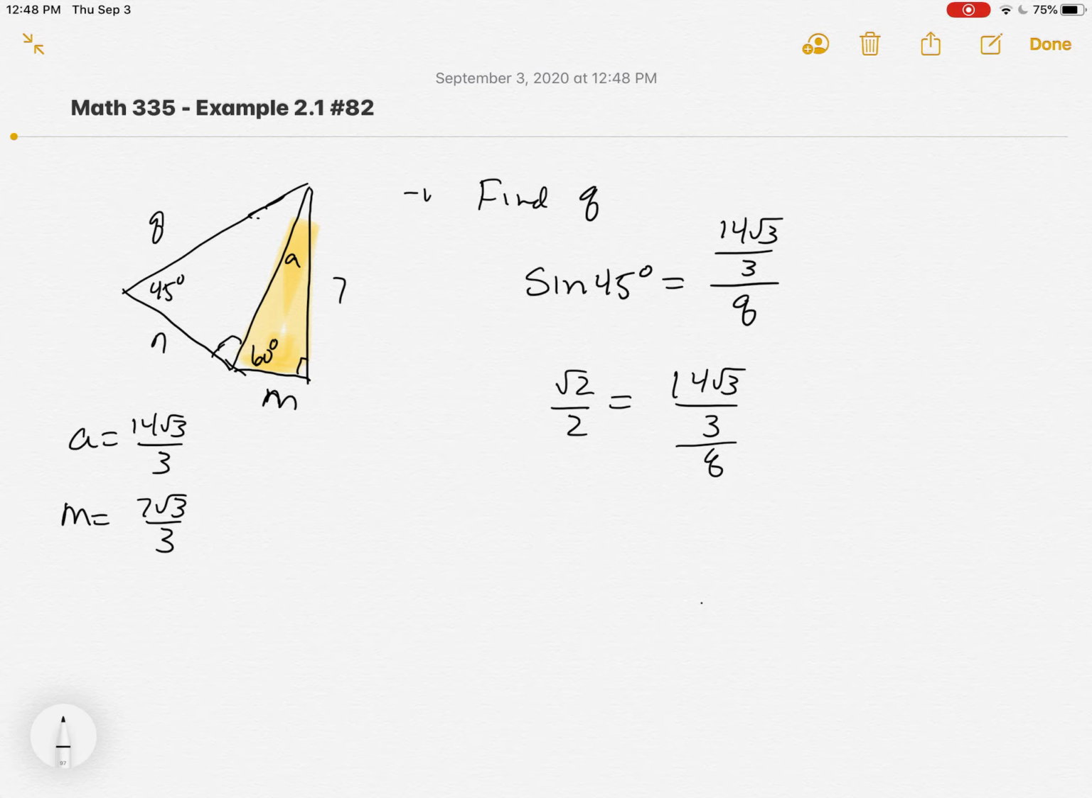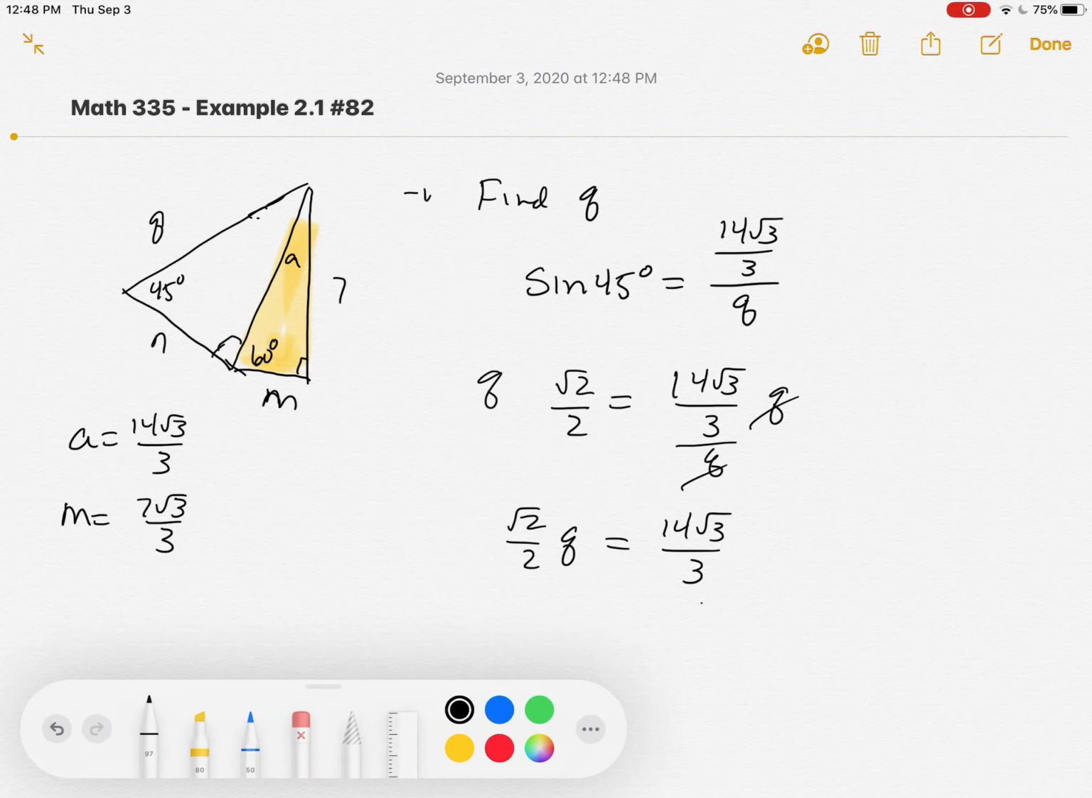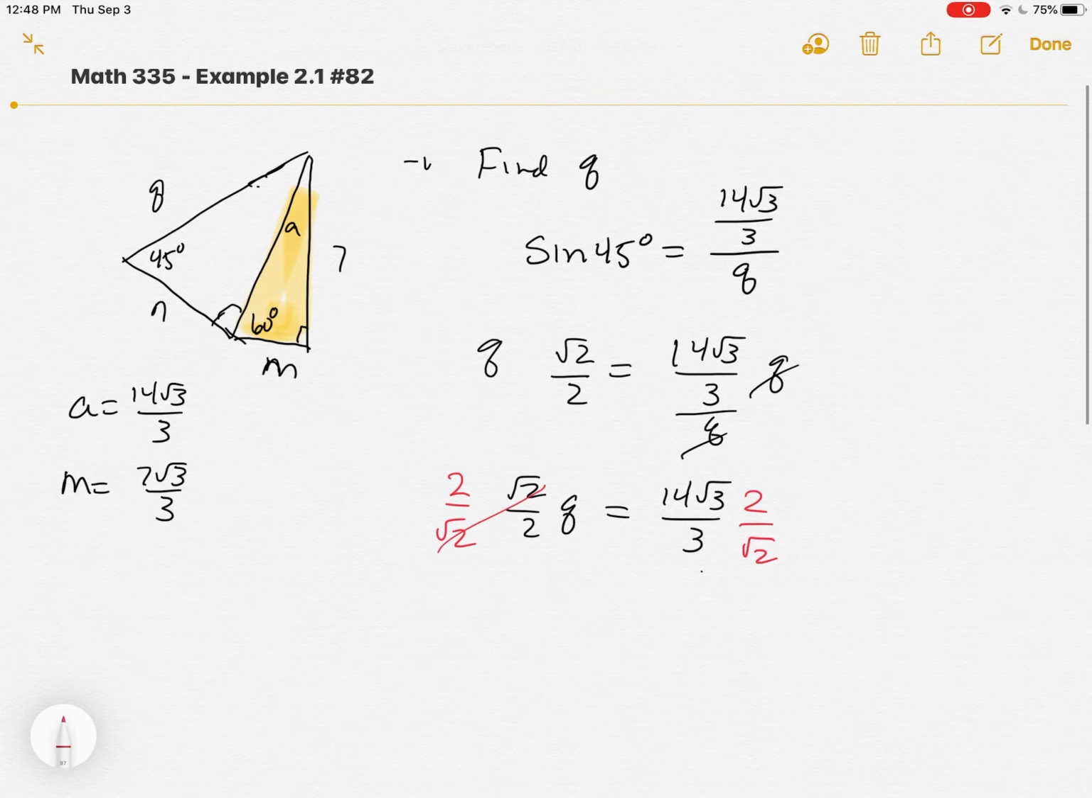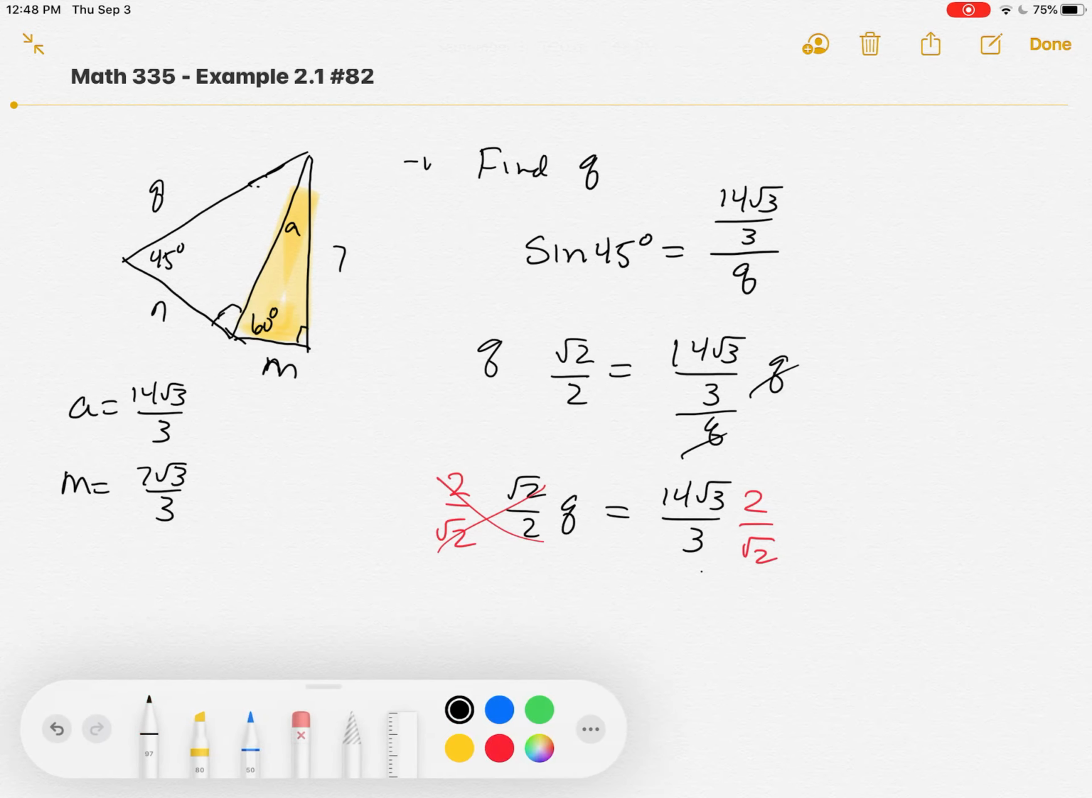And so you know what I'm going to do is I'm going to get rid of this Q by multiplying both sides by Q. May not be what you have decided to do, but now I have root 2 over 2 Q is equal to 14 root 3 over 3. So I can, and let me go in a different color, I can multiply by the reciprocal. And again, there's lots of different ways to do this algebra. The challenge will be to just pick one that you feel comfortable with.